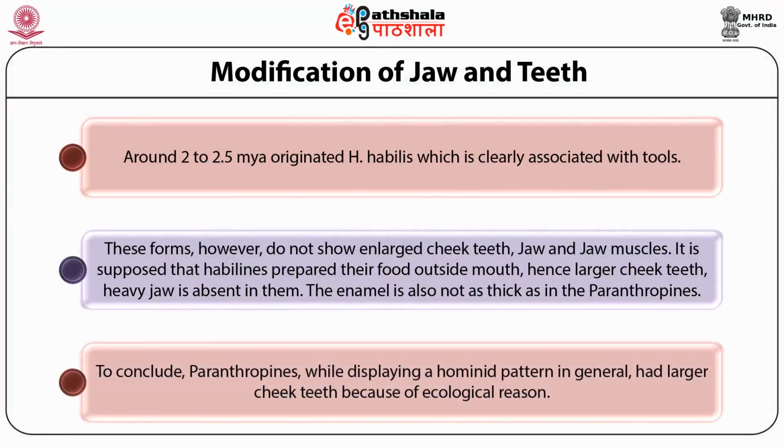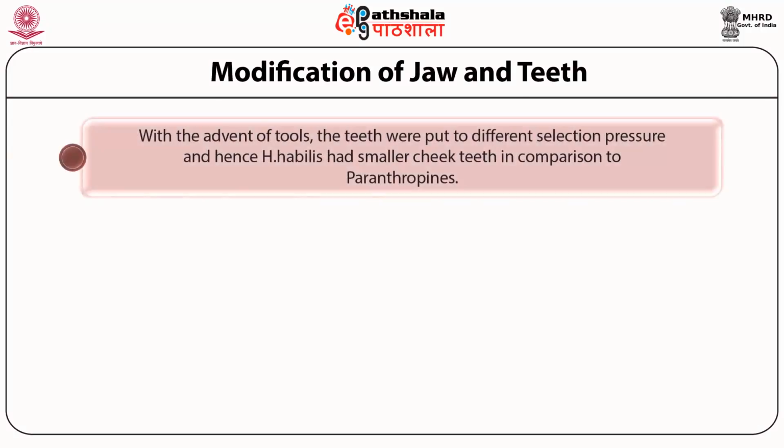To conclude, paranthropines, while displaying a hominid pattern in general, have larger cheek teeth because of an ecological reason: the change in the savanna grassland over a larger portion of the earth that led to a change in the dietary pattern of the existing hominid group. With the advent of tools, the teeth were put under different selection pressure, and therefore Homo habilis has smaller cheek teeth in comparison to paranthropines.